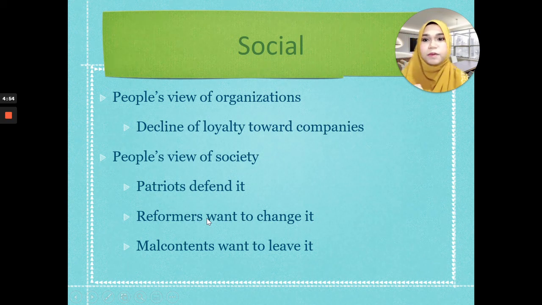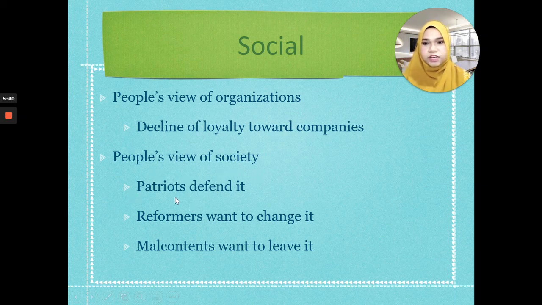Next, people's view of the organization, which is how people see an organization in terms of loyalty. There is actually a declining trend of loyalty towards companies. That's why you can see a lot of people typically don't stay in one particular company for a very long period. Typically they will just stay for 5 years or 3 years, and then they would like to go to another place to have a new environment, or they prefer not to stay in the same company for too long.